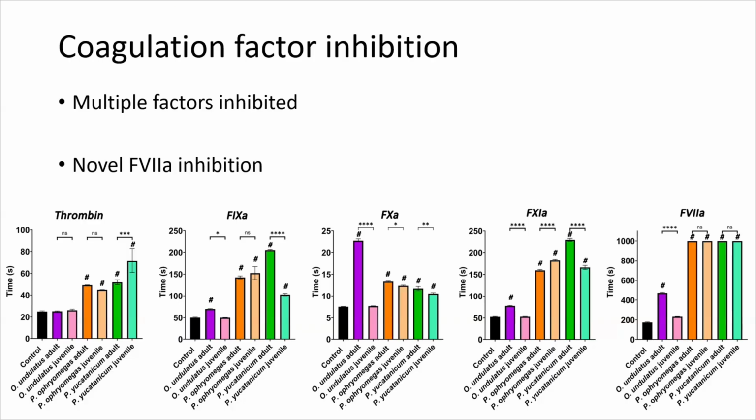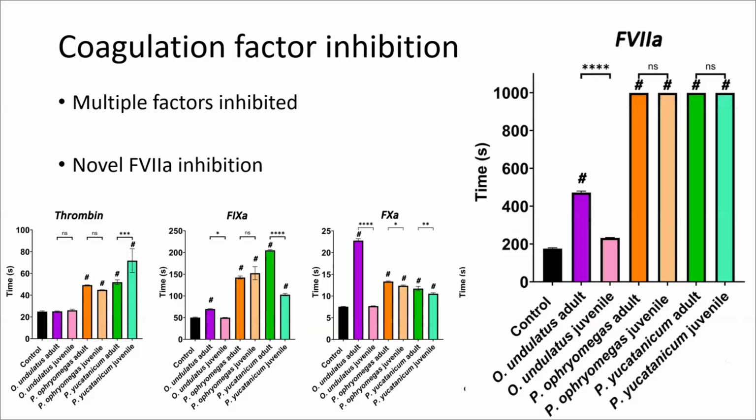I do want to draw attention to the inhibition of factor 7A, where the Porthidium species, both adults and juveniles, potently inhibited factor 7A to prevent clotting, which is a novel activity. I don't think it's been shown in vipers before. Unfortunately, I ran out of venom stocks, factor stocks, and antivenom, so that's where that ended. But it would be really cool to look into that further to test if the antivenom works on a novel venom effect within these snakes.